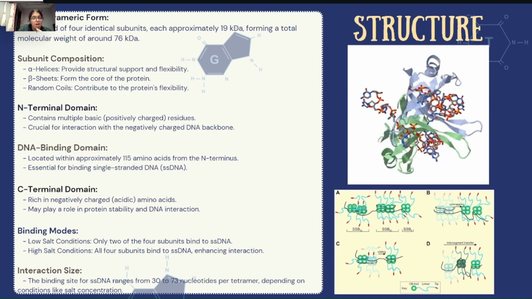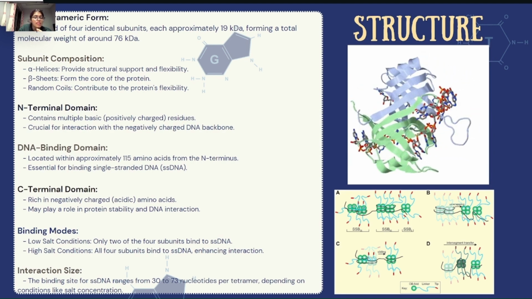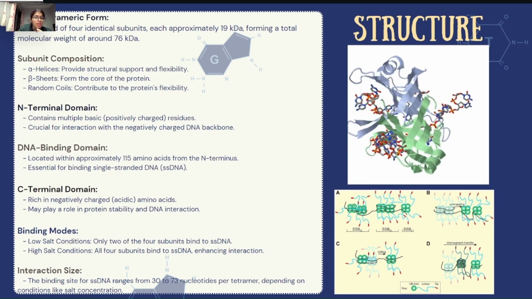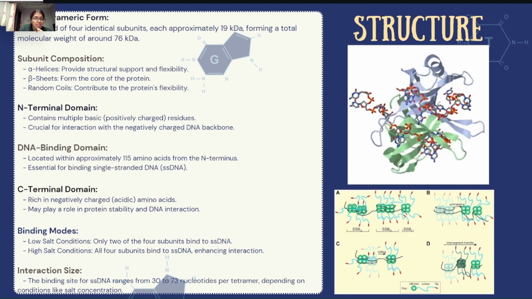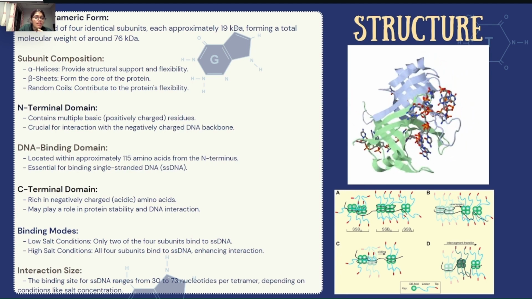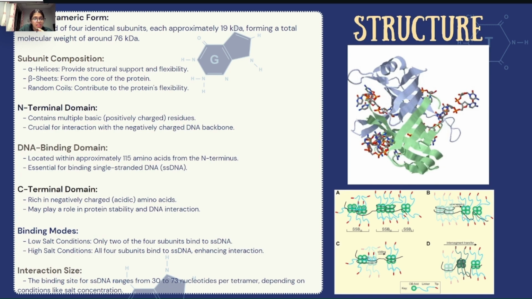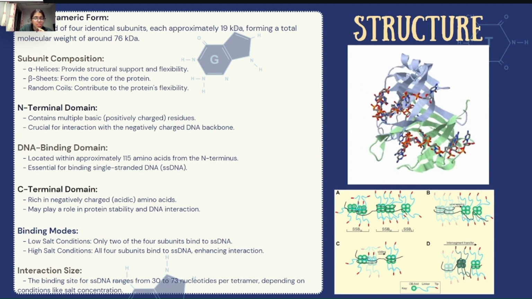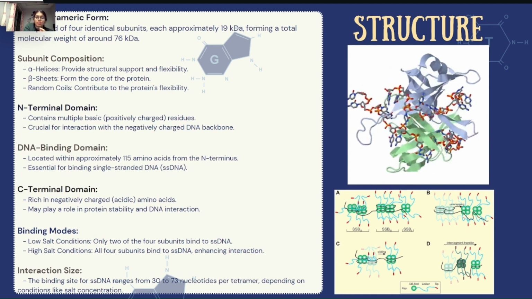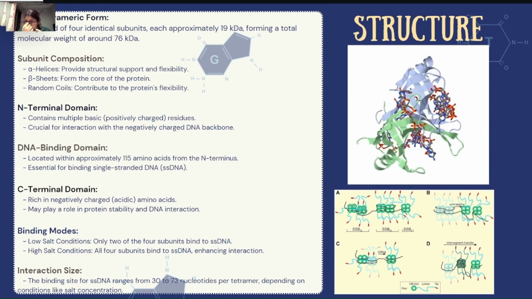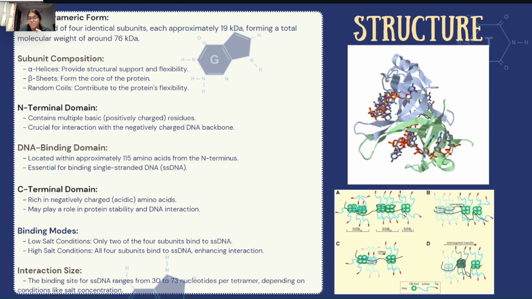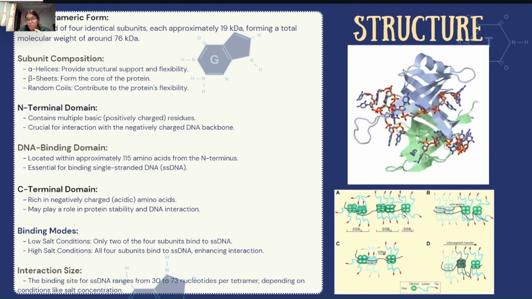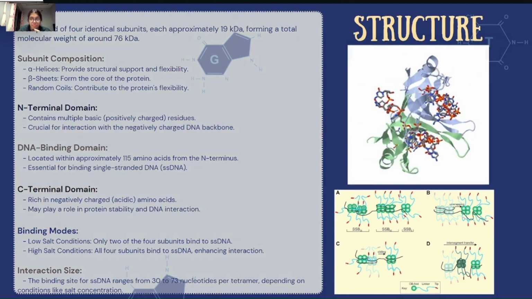Along with that, it has two binding modes, that is low salt concentration and high salt concentration. And the subunits it has are alpha helices, beta sheets, and random coils. The structure of the SSB can be clearly seen in the adjacent images.